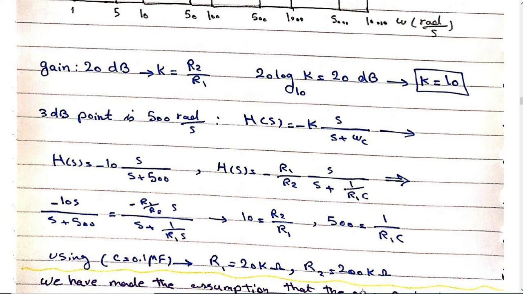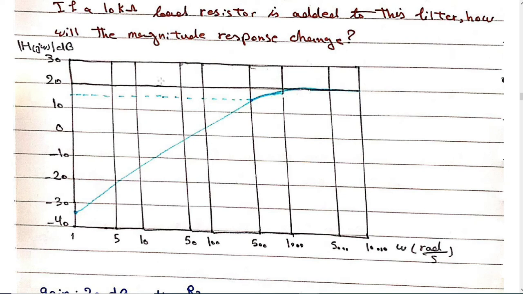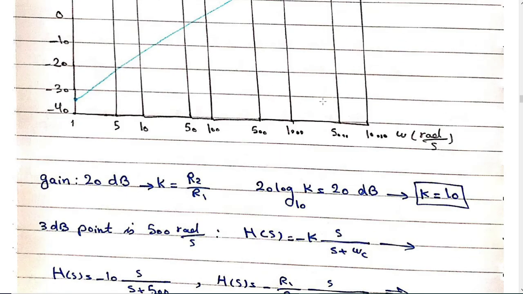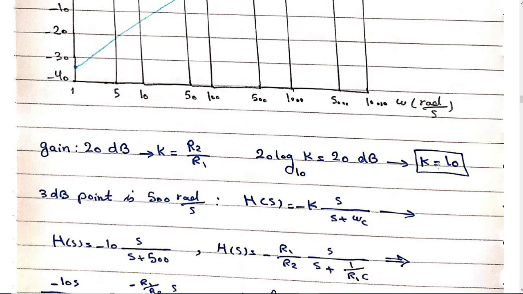Is that clear, the procedure, Justin? Yeah, that makes sense. So you use the Bode plot. You found K from the Bode plot. How? The maximum value you see for this filter is 20 dBs. You have to convert it to a value, which is 10. So R2 over R1 is K.